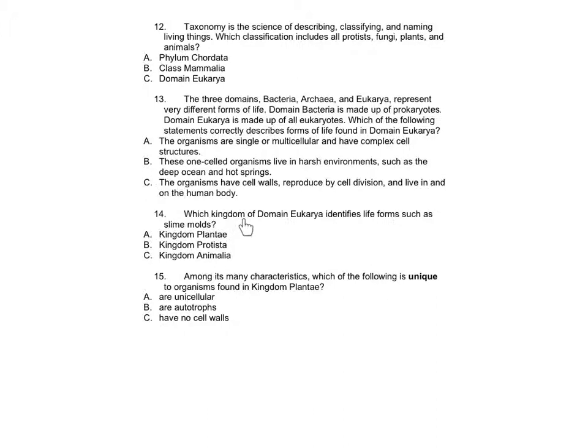Number 14. Which kingdom in domain Eukarya identifies life forms such as slime molds? A. Kingdom Plantae. B. Kingdom Protista. C. Kingdom Animalia. Number 15. Among its many characteristics, which of the following is unique to organisms found in Kingdom Plantae? A. Are unicellular. B. Are autotrophs. C. Have no cell walls.